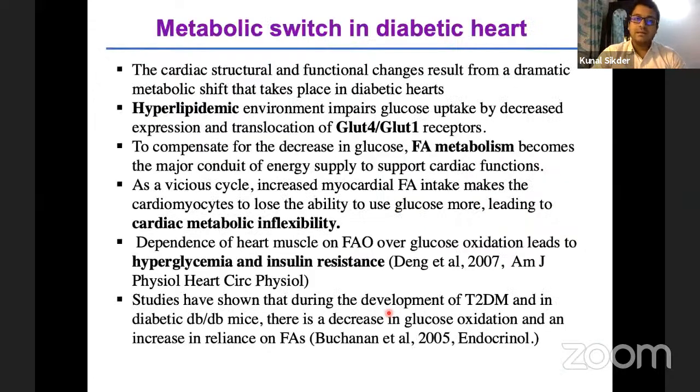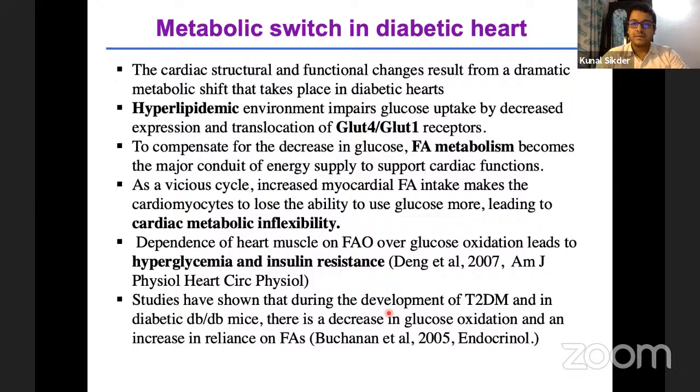So now there is some metabolic switch that happens in diabetic heart. Actually, heart is a very intelligent organ. So whenever it is in crisis, it tries to accommodate itself in a better way. So the cardiac structure and functional changes, they result from a metabolic shift. So in a hyperlipidemic environment, suppose we are talking about a type 2 diabetes, right? Who is also an obese patient. So that means he has hyperlipidemia.